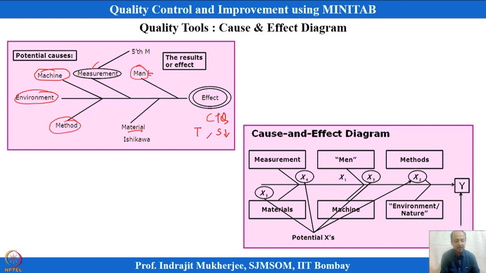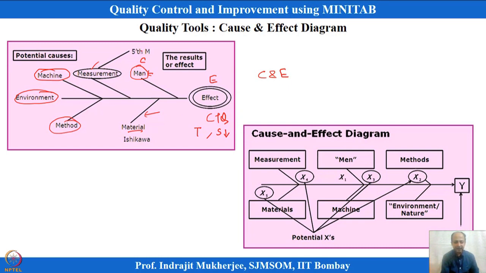Maybe the method that we are using, let us say in a paint shop, we are using spray types and different types of options are available. Which method is more effective? That can also lead to variations in the final characteristics in which we are interested, the CTQs. Then the material can also change, the material that we are using for processing. This is known as cause and effect. These are the causes and this is the effect over here. Okay. So, this is the C and E diagram, the cause and effect diagram.